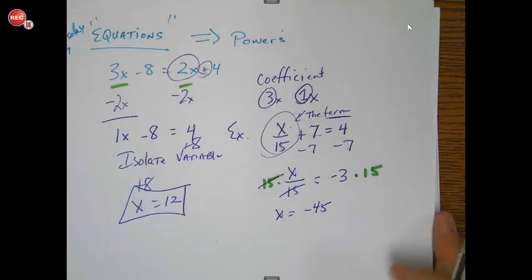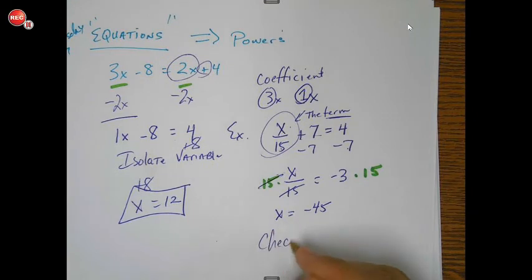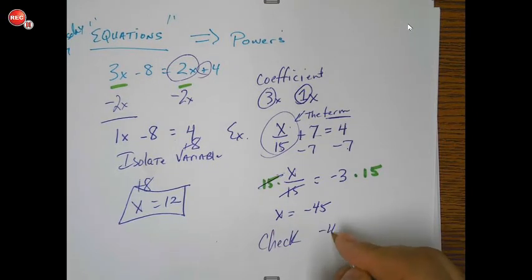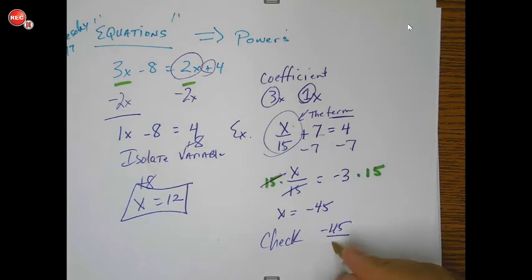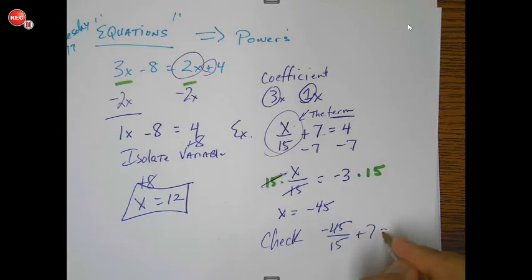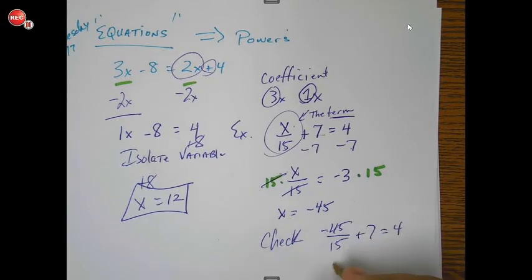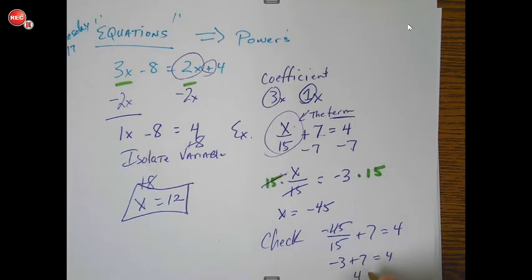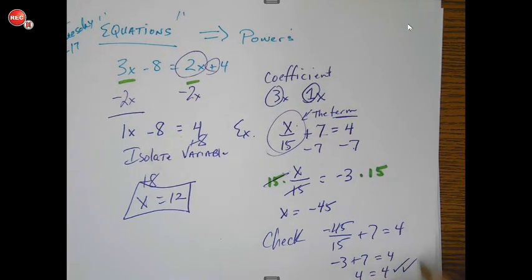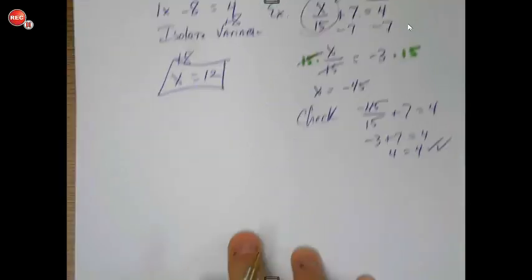Now remember, we can always check. I can go negative 45, put that in, or replace x with that: negative 45 over 15 plus 7 equals 4. Negative 45 over 15 is negative 3, plus 7 equals 4, 4 equals 4, check, check. We are good. All right, let's do another example.